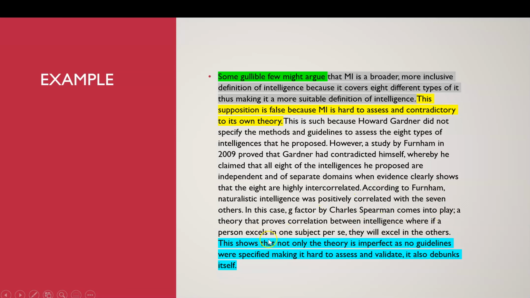Finally, we need to conclude. This shows that not only is the theory imperfect as no guidelines were specified, making it hard to assess and validate, it also debunks itself. So this is a concluding sentence to reaffirm our stand and not the opponent's stand, and to restate our main idea. Okay?